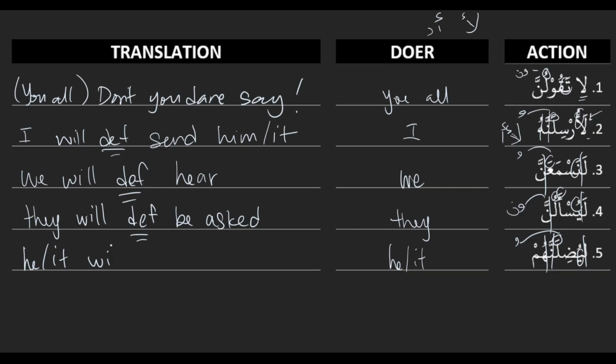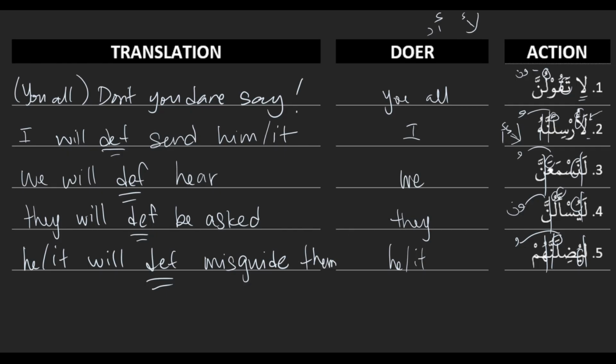Will? Is to misguide. Yeah, will definitely misguide. Are you sure it's not be misguided? No, because this is u-i, not u-a, so it's not passive. Old trick. So he will definitely misguide them. And then we translate our receiver. He will definitely misguide them.